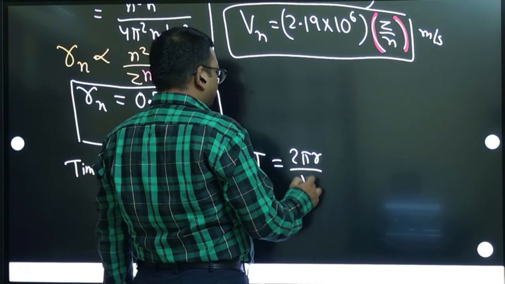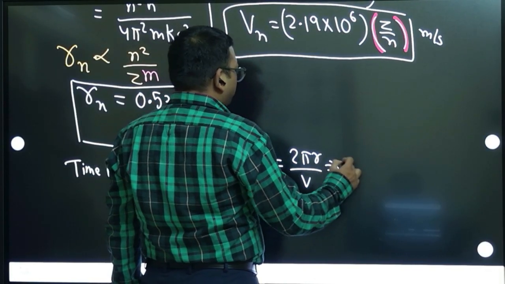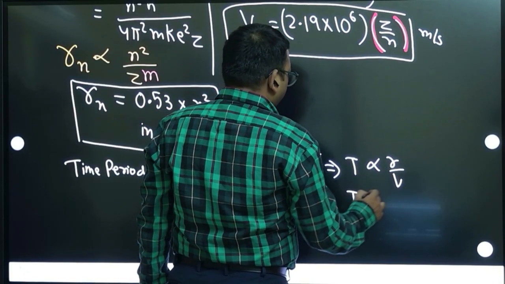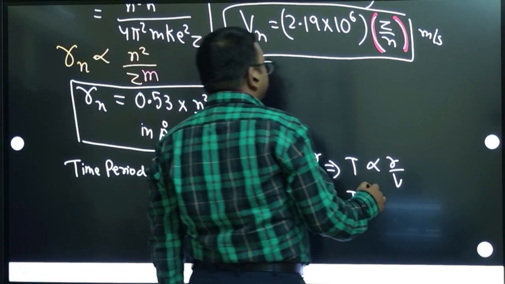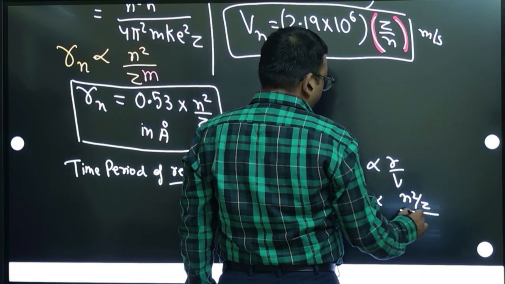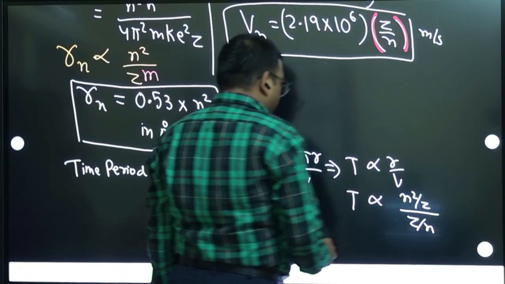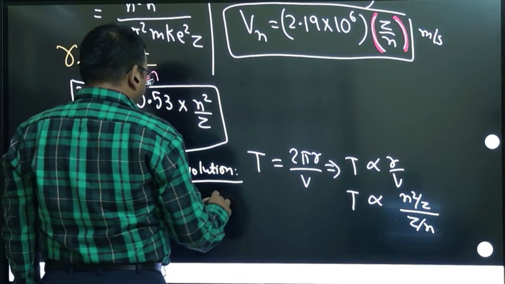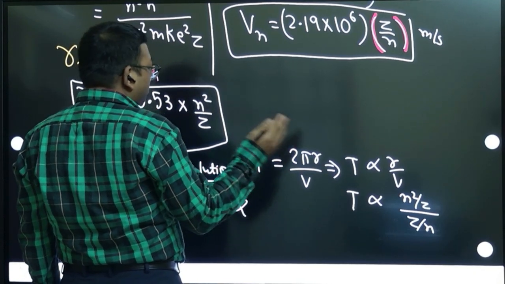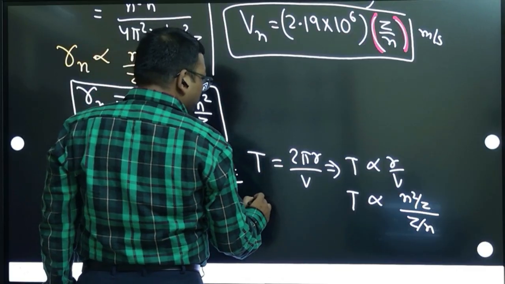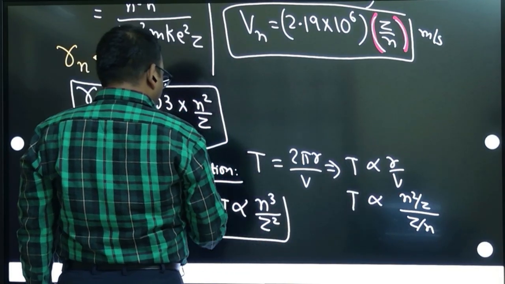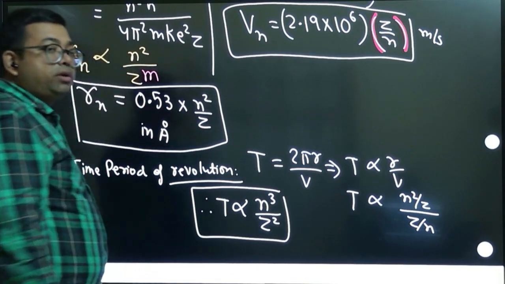Distance is 2 pi r, speed is v. So from here, the time period is proportional to r by v. And r is proportional to n square by z, and v is proportional to z by n. So the time period of revolution is proportional to mass, but we are not taking it because the electron mass is the same. So it is proportional to n cube by z square. That's the proportionality for time period.